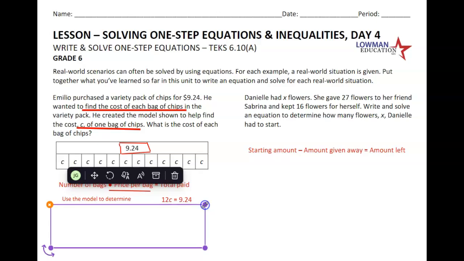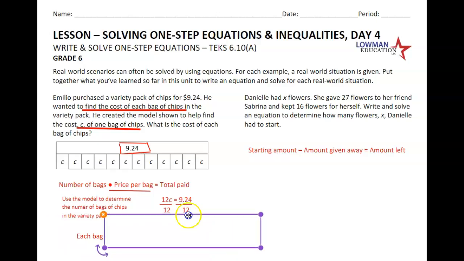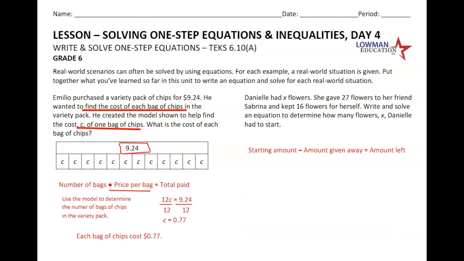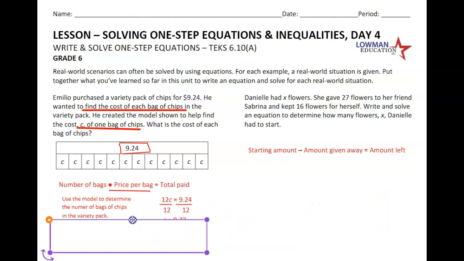And then taking what we learned from lesson 3, you're going to do the inverse operation. You're going to divide both sides by 12 to see that $9.24 divided by 12 will give you the solution of 77 cents, which represents that each bag of chips is going to cost 77 cents. Let's take a look at our next problem to the right with Daniel and the flower.